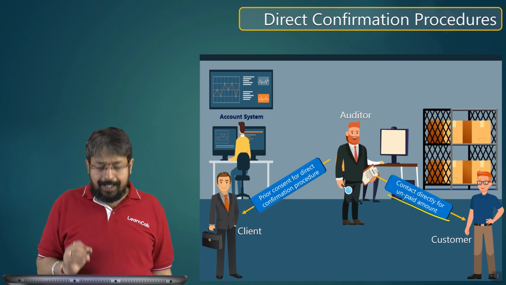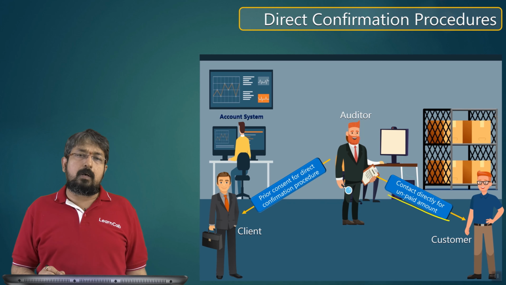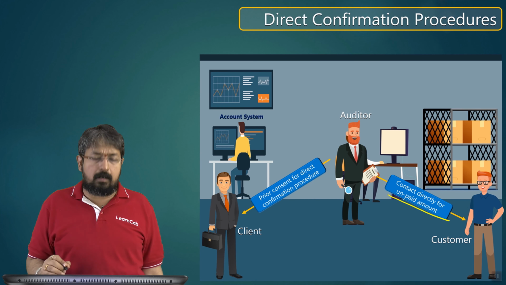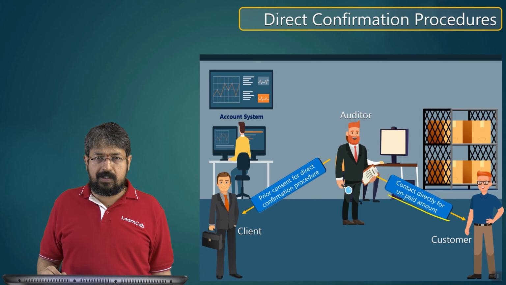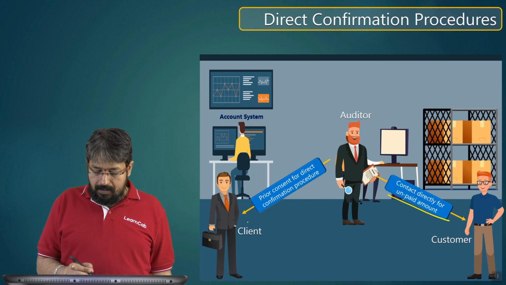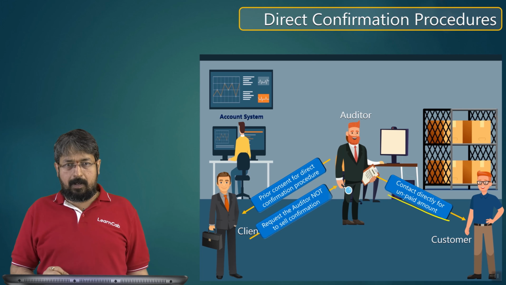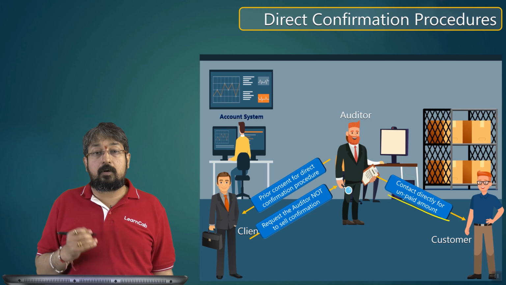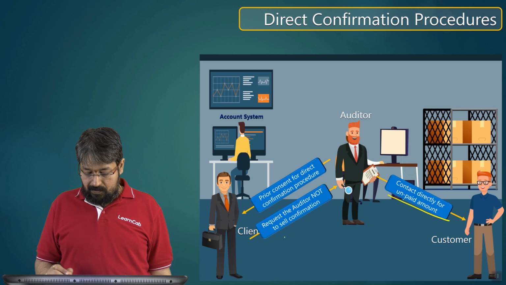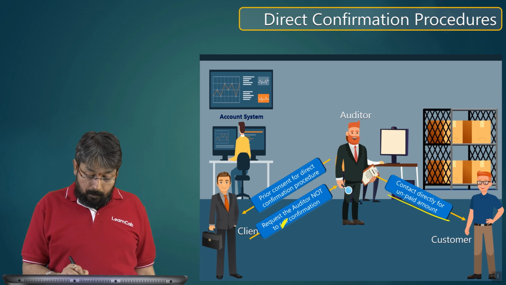Further, my dear soldiers, ensure that a prior consent for the direct confirmation procedure must be obtained. Before you obtain a confirmation from the customer, the auditor should contact the client and say, I am obtaining confirmation, you give your permission. Sometimes the client may request the auditor not to obtain the confirmation. What is the reason? Why?